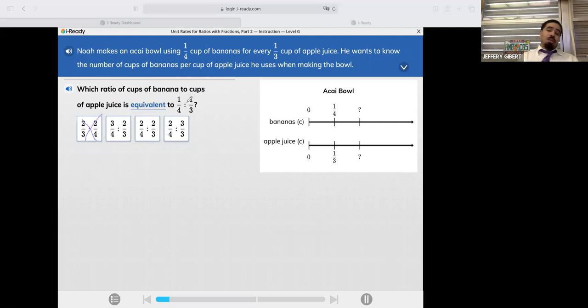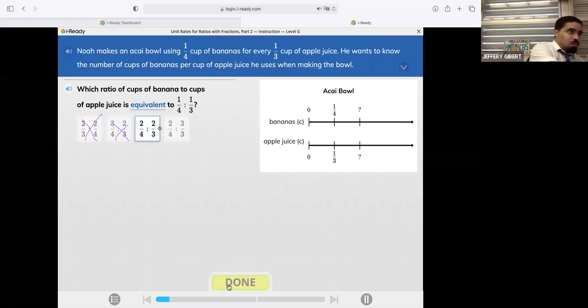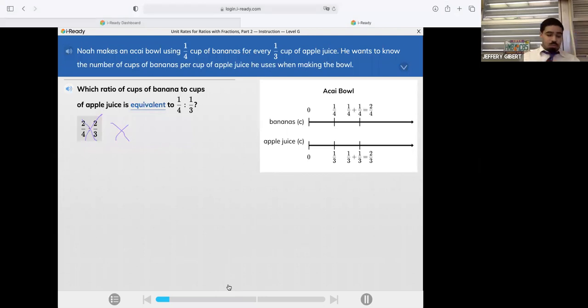Then I got to multiply the numerator by the same number on both of them. So let's try this one. 1 times 3 is 3. So I got to do 1 times 3 for this one. 1 times 3 is not 2. So this one's wrong. 1 times 2 is 2. Then so I got to do 1 times 2 on this one. 1 times 2, oh, is 2. So the third one is the correct answer. One-fourth plus 1/4 is 2/4, and 1/3 plus 1/3 is 2/3.